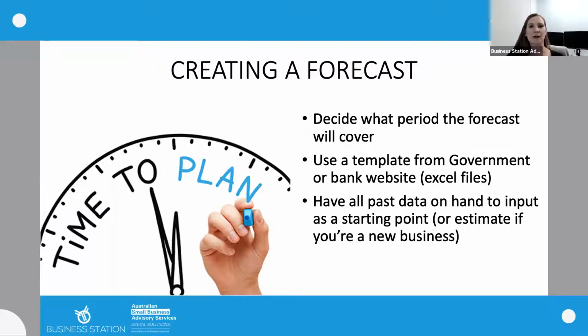But once you do have your template, to get started, you'll have to decide the period that the forecast will cover. So when it starts and when it ends, and whether or not it's weekly or monthly. You'll add in all of the cash inflows and then deduct the cash outflows for each period.